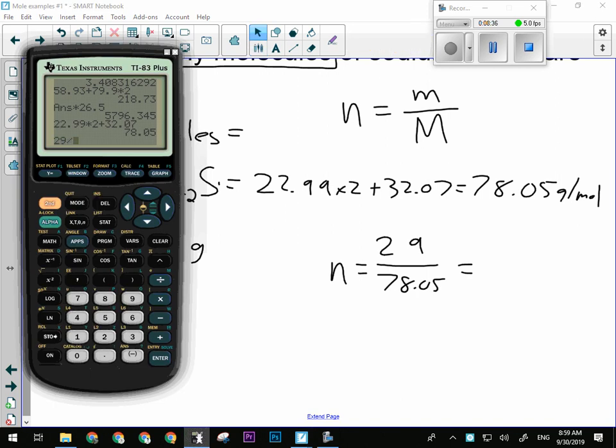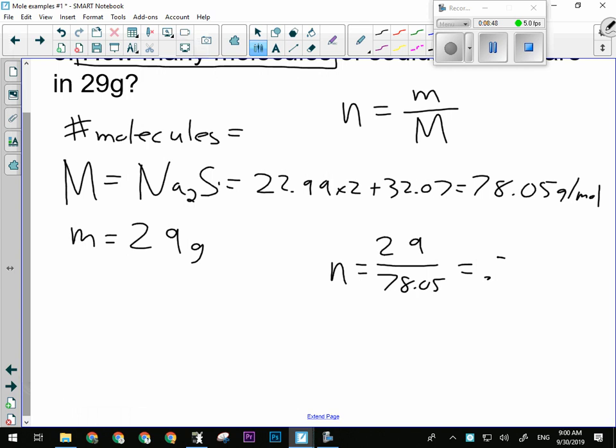29 divided by answer. All right, so I have 0.3715. I'll keep all those decimals, but I'm just going to write 0.372 on the board. 0.372 moles. Incidentally, you should keep all of your decimals until the very end of a calculation. Then you can round, but you always keep all of your decimals, especially when we're multiplying by a big number like Avogadro's number. If I round off, it really can change my answer a lot.